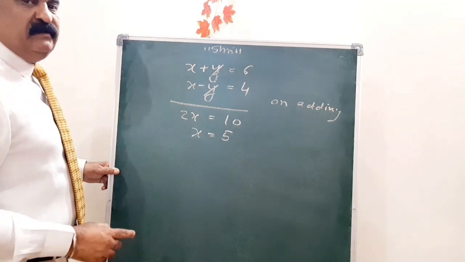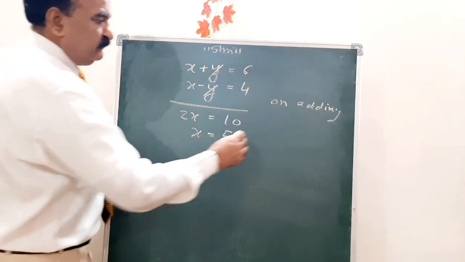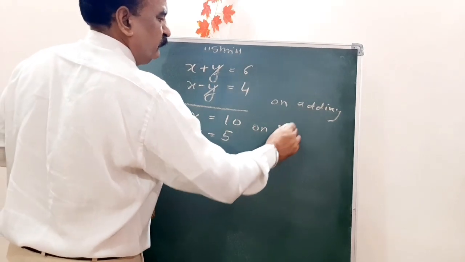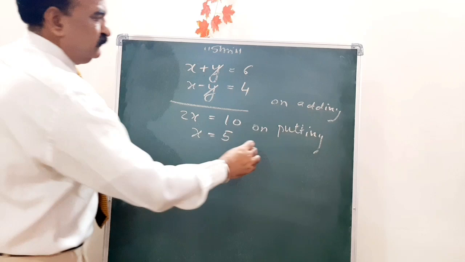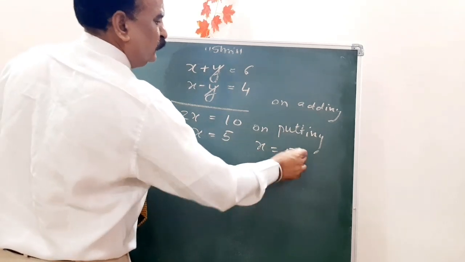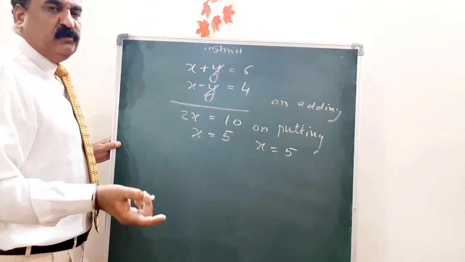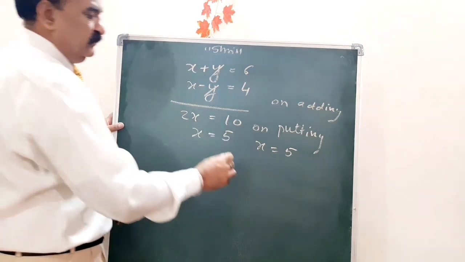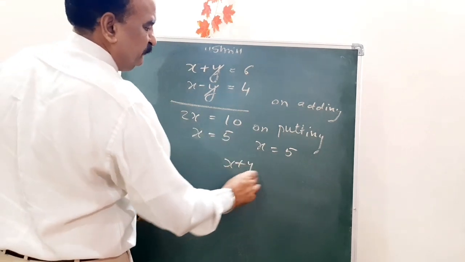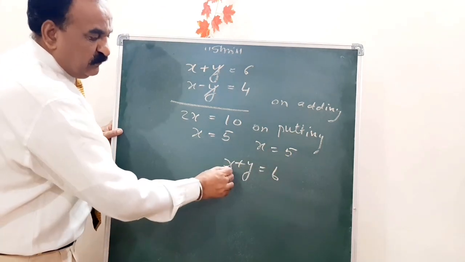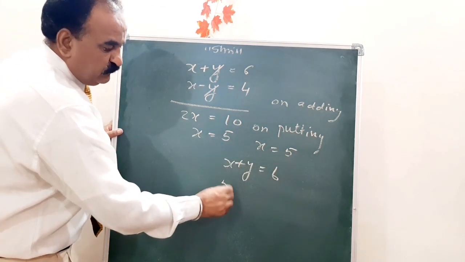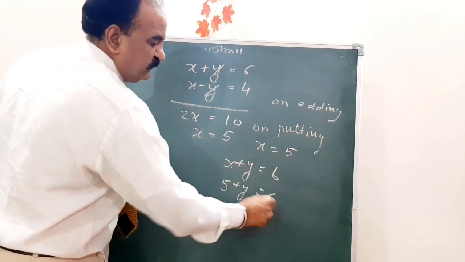And now you have to find the value of y. So on putting x is equal to 5, in any equation you can put, no problem. You can put in the first equation x plus y is equal to 6 and x is equal to 5. So in place of x you can put here 5. So 5 plus y is equal to 6.